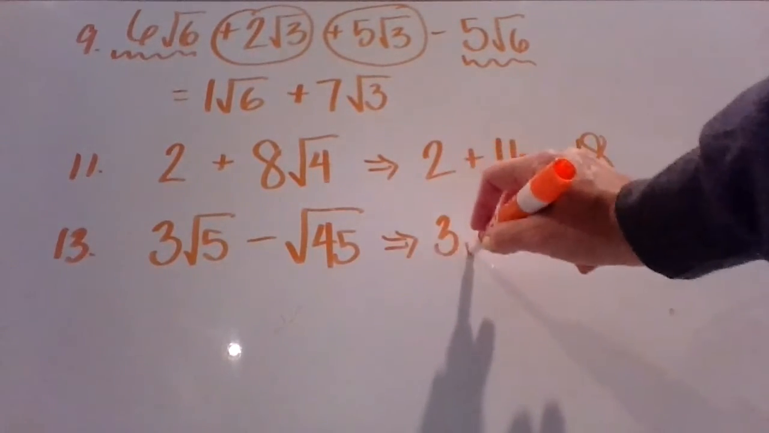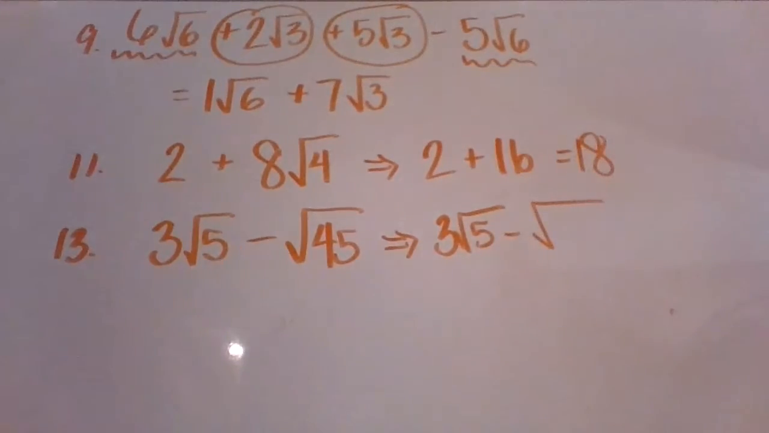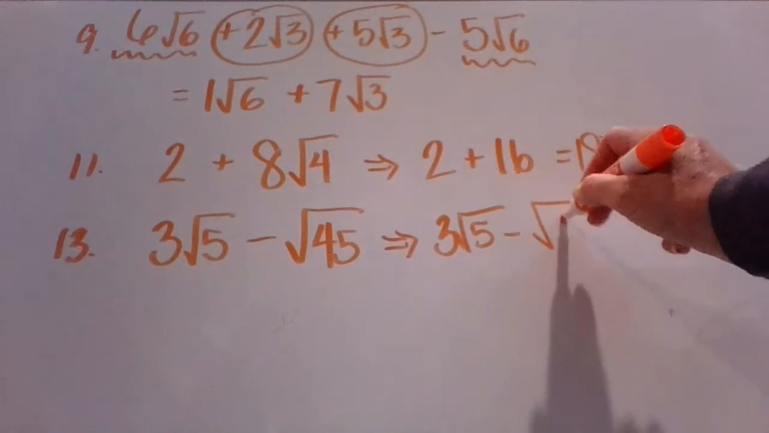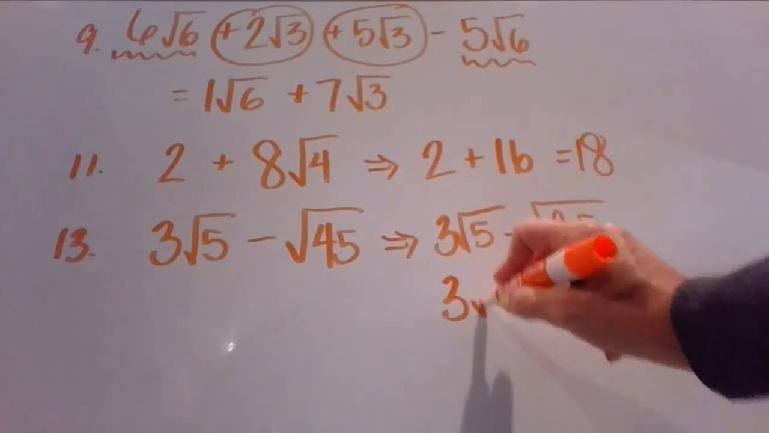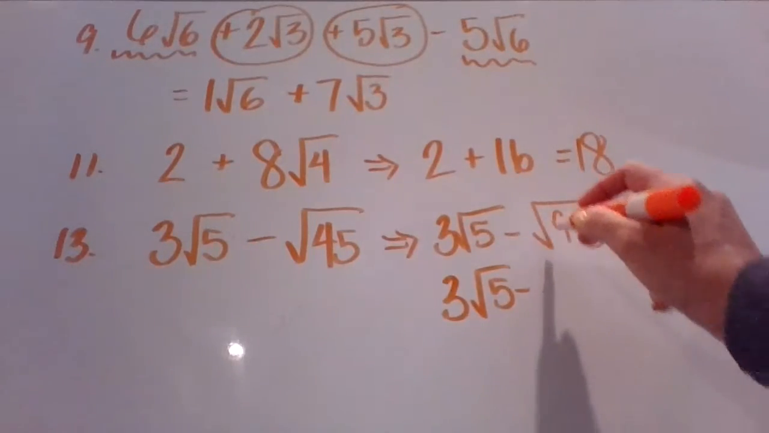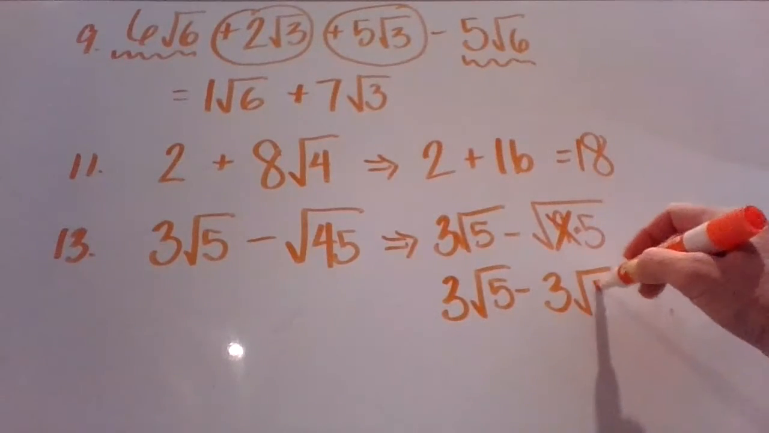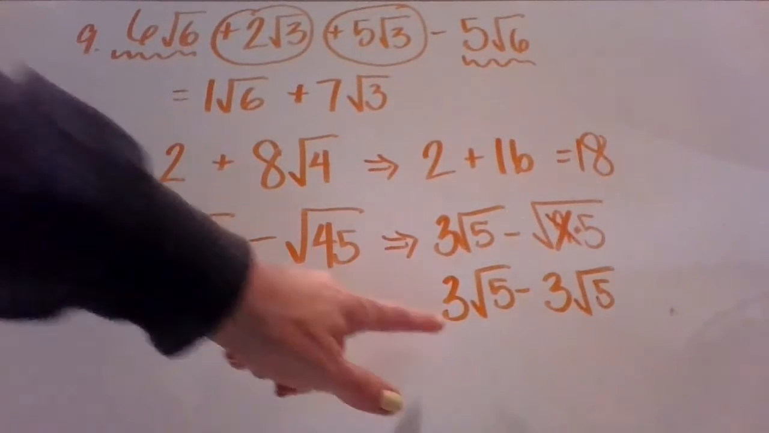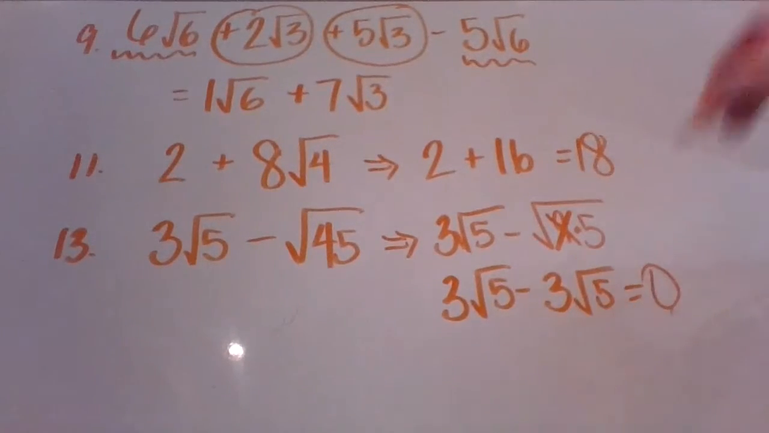So I have 3 square root 5 minus, what times what equals 45? Well, I know 9 times 5 equals 45. When I look at that, that's a perfect square root, so I can simplify it. So I'm going to rewrite this, 3 square root of 5 minus, the square root of 9 is 3, so we get to mark that out, and it gets to go on the outside, and then what's left is the 5 on the inside. Well, 3 square root of 5 minus 3 square root of 5 is 0.